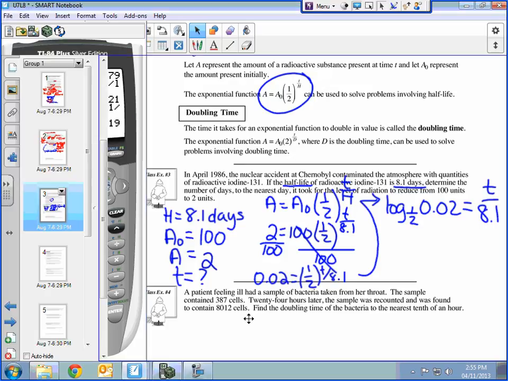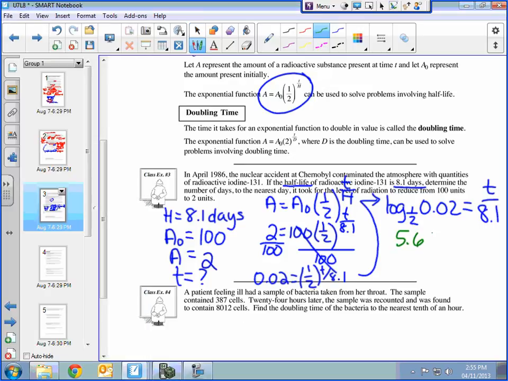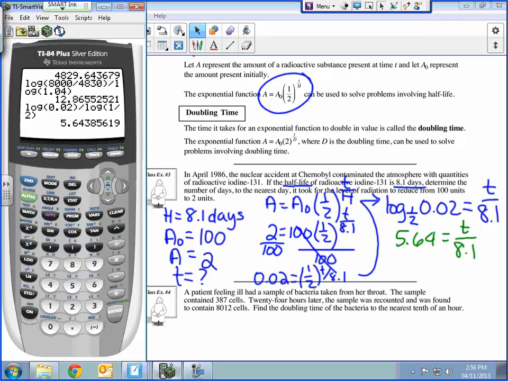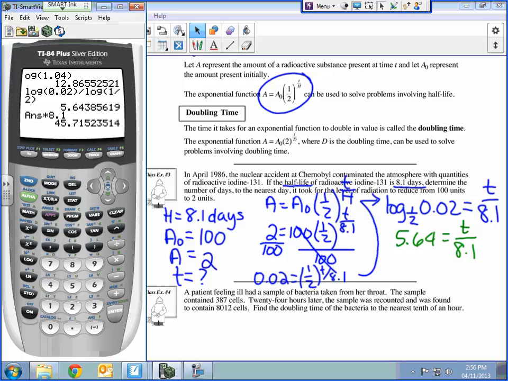So 5.64. So this will be 5.64 equals T over 8.1. Are we done? I hear no. Why not? Yeah, you got to isolate T. So T is being divided by a number. How do you isolate it? Yeah, multiply it by 8.1. So on your calculator, go times 8.1. Enter. 45.715. Is that what you guys got? You all agree? If I round this to the nearest day, what will it be?